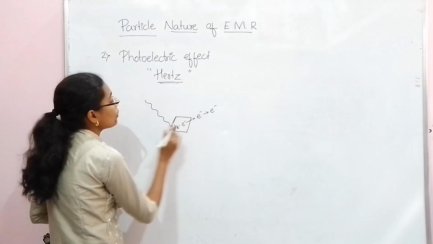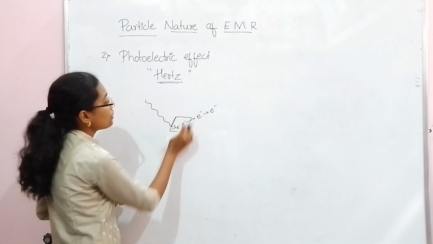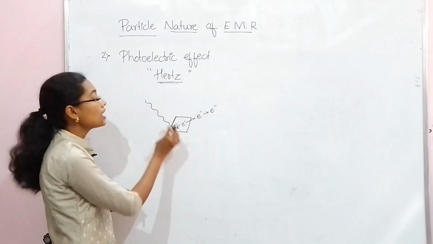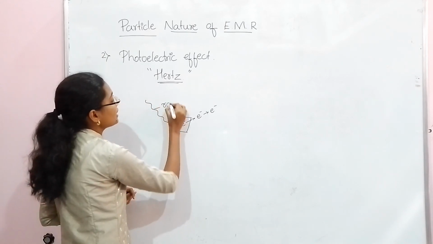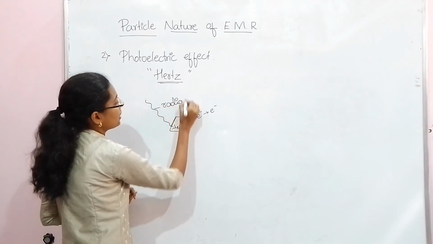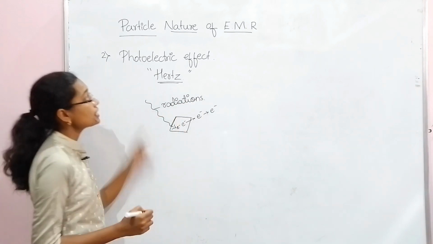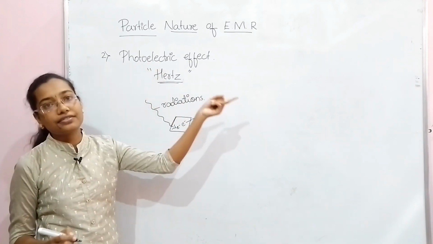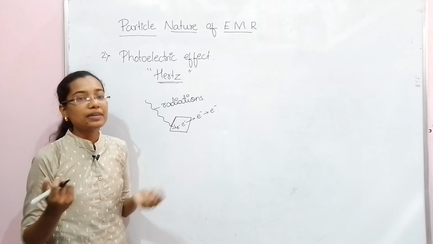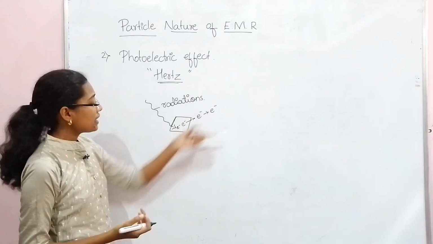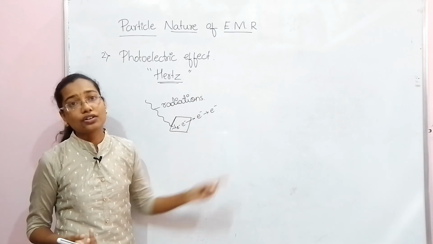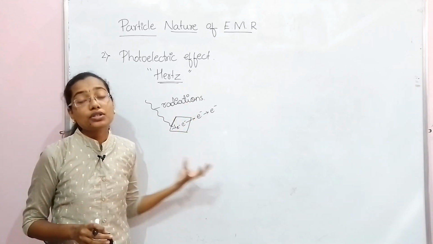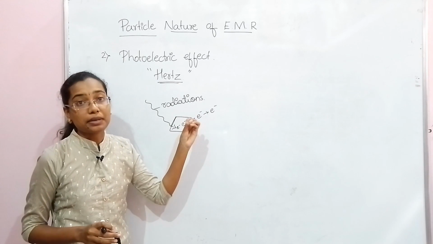This phenomenon of ejection of electrons when the metal surface is exposed to a beam of light or radiations is called the photoelectric effect. This is a simple thing. And when he observed this emission of electrons, he drew some observations on the basis of this experiment.